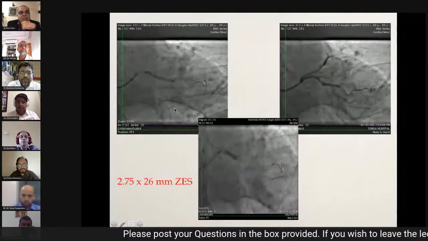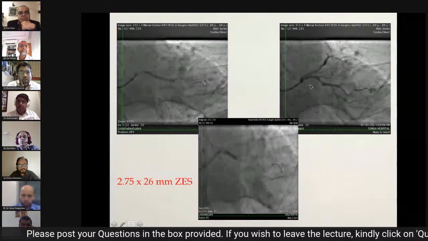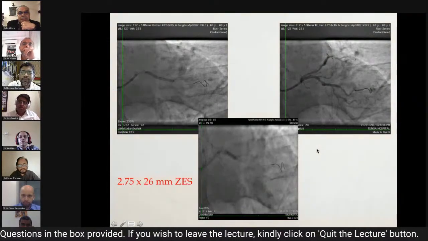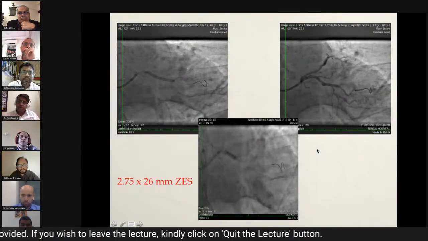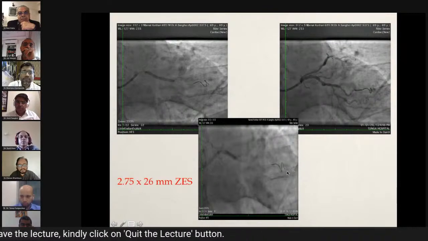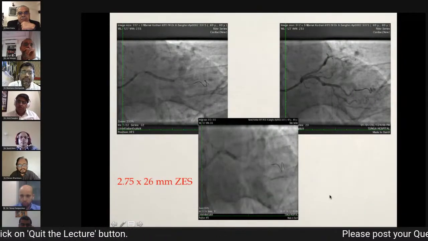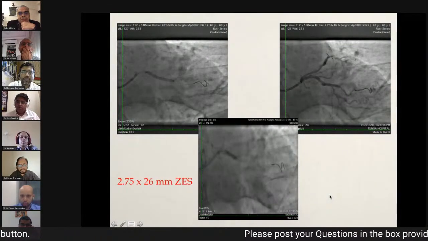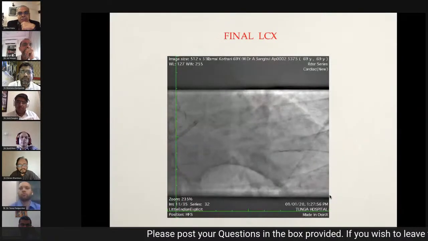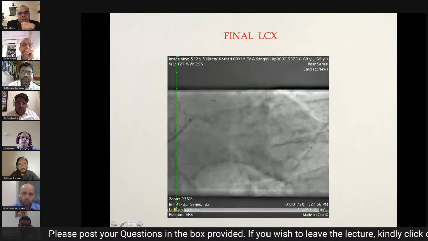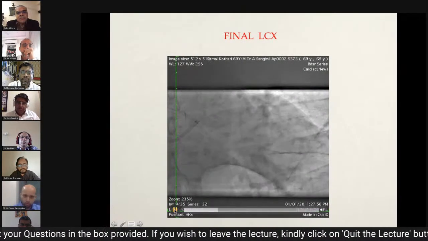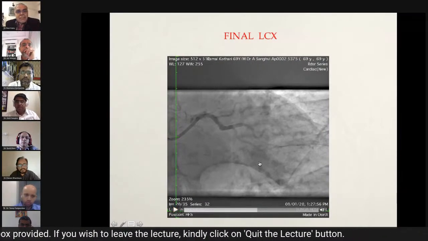And it was deployed. There was still some residual stenosis there, so we used a 2.75 millimeter non-compliant balloon to 24 atmospheres, and the proximal part of the stent was dilated with a 3 millimeter non-compliant balloon to 16 atmospheres, and this is the result that we got. I'm sorry, the quality of this is a little... I just freeze. Yeah. So this is the result that we got.